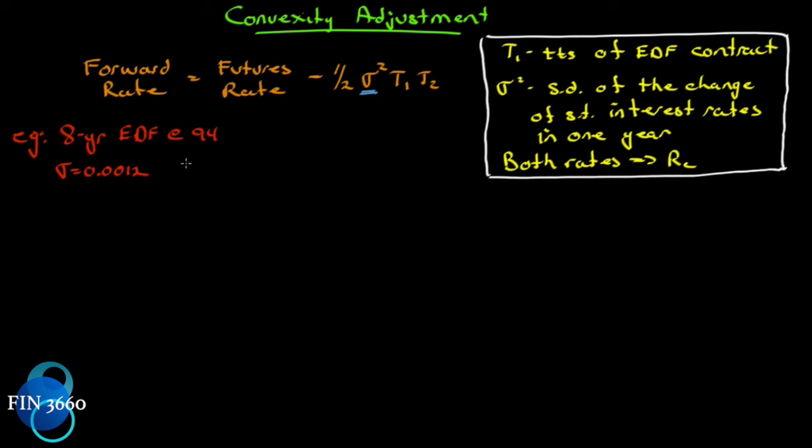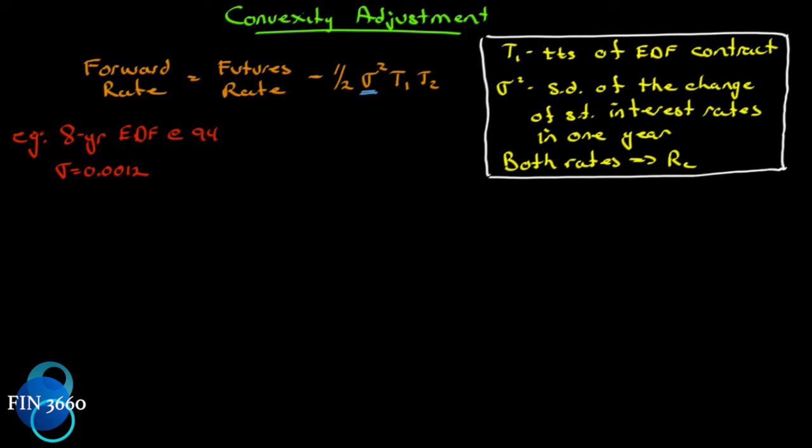So let's see how we price this out. Let's say that we're entering into a Eurodollar futures contract that's 8 years out. So we're going to lock in a rate today that occurs in 8 years for 90 days, and the quote is at 94. And we have a variance measure of 0.0012 on the rate. So we need to solve this problem.